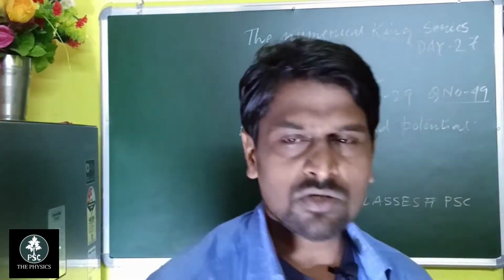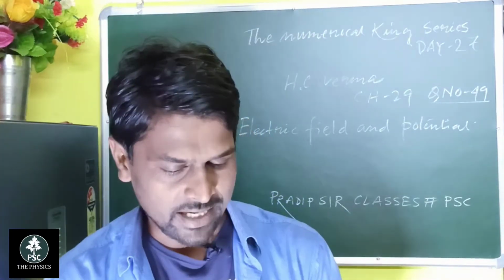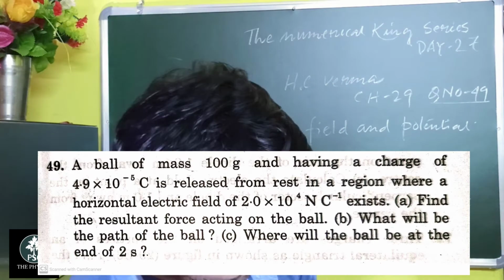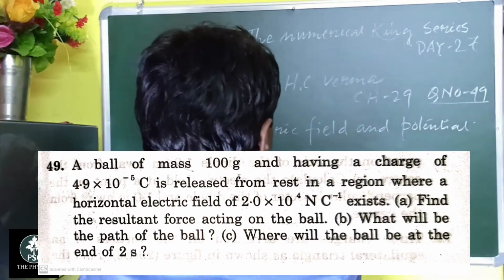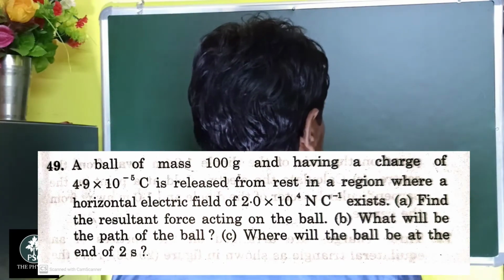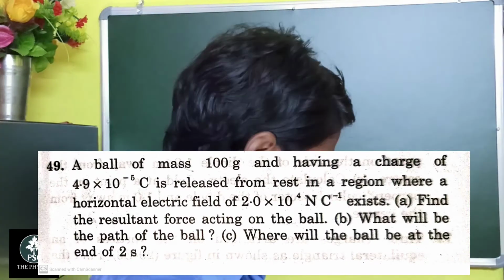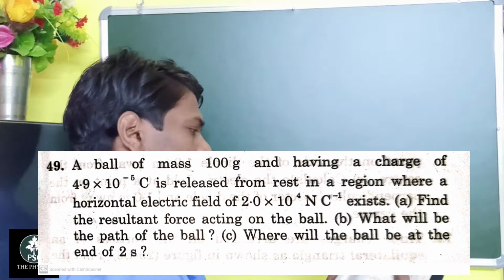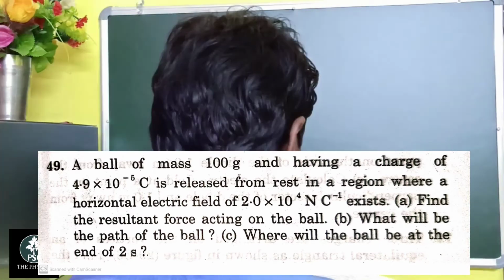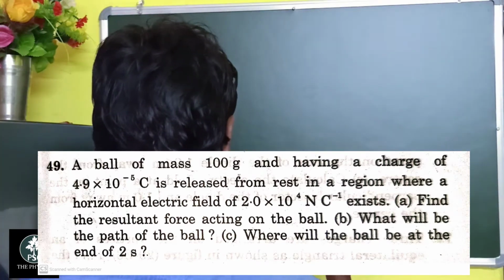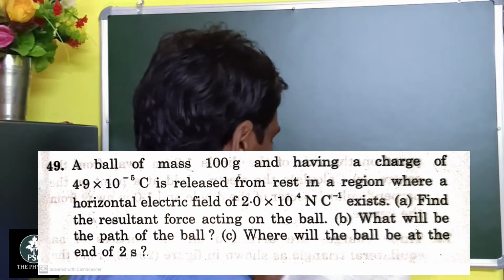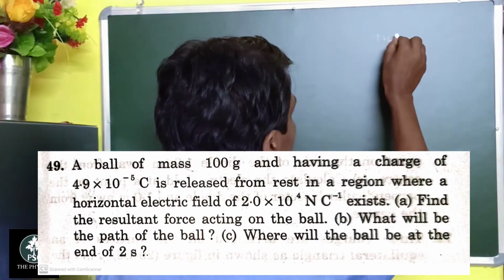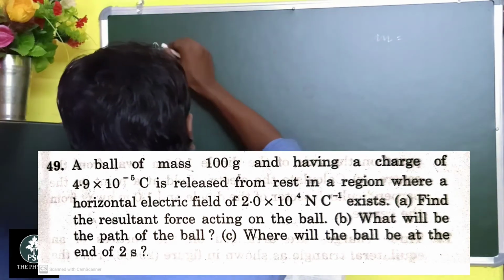So students, first of all, I say that write down the question and then see the answer. Okay. So question number 49. A ball of mass 100 gram and having a charge of 4.9 into 10 to the power. So the information is question number 49.